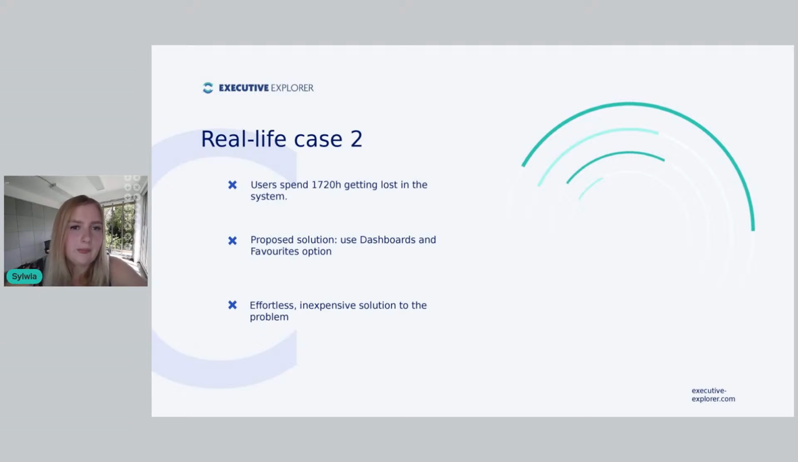And here, the users spent almost 2,000 hours getting lost in the system. So they were clicking on the menu, trying to find what they were looking for. They were getting lost, and they spent so much time on it. They did not use dashboards or favorites. They were not even aware that such options exist, as it turned out. So this problem happens quite often.